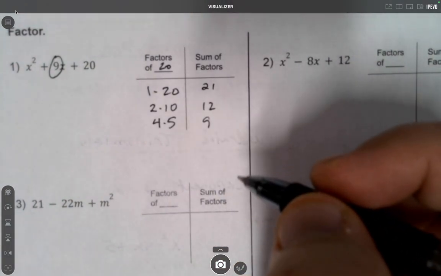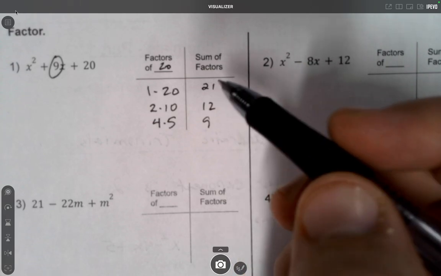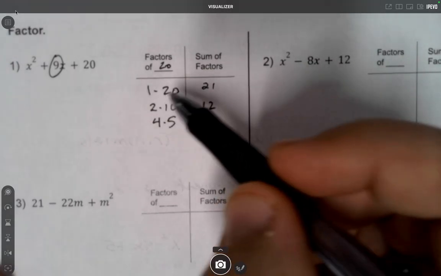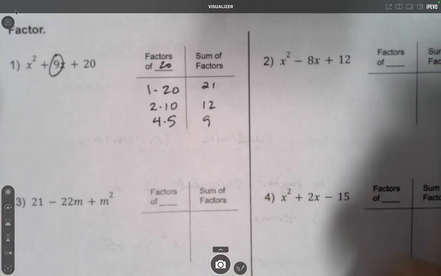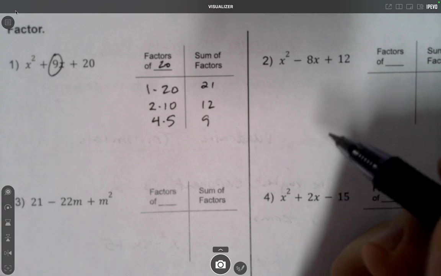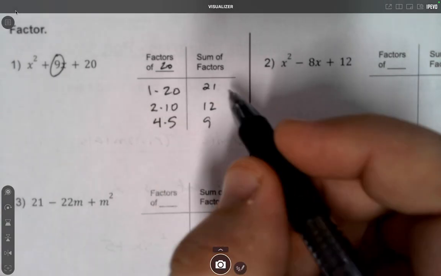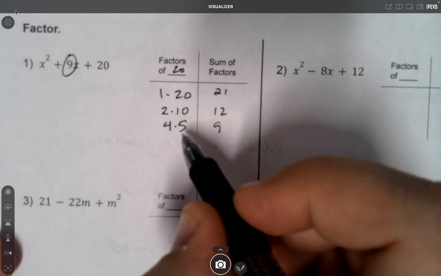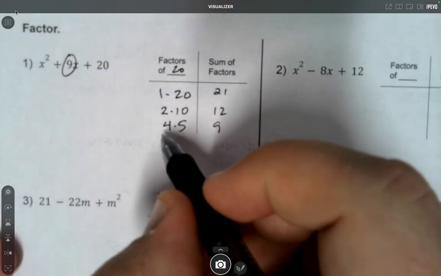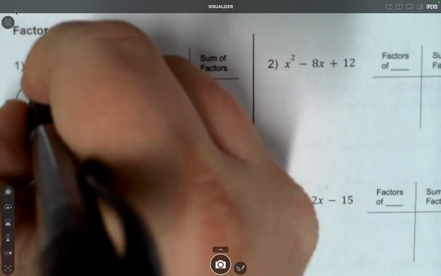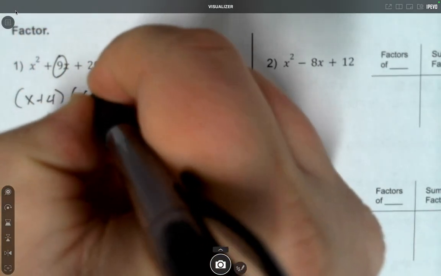And I know it just happened to be the last pair we tried. There'll be times where you find it on the very first try. That just kind of depends on what you list. So you won't have to always try every one. Sometimes you'll find it as soon as you do the first one. But we know 4 times 5 equals 20, and 4 plus 5 equals 9. So we can write x plus 4 and x plus 5.